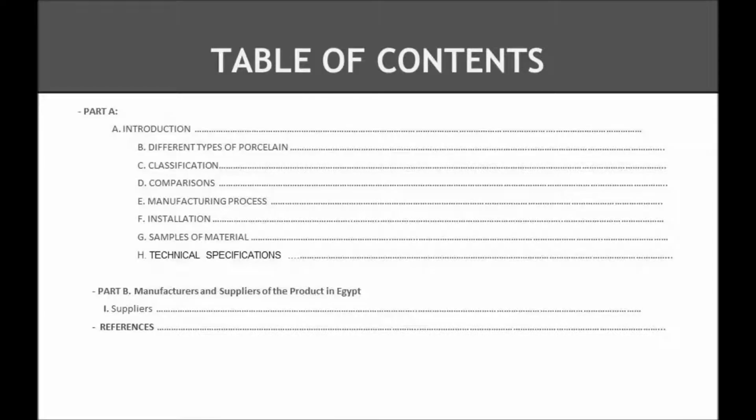Before we begin this presentation, we'd like to give a general overview of how this presentation will proceed. Part A includes the introduction, the different types of porcelain, classification, comparisons, manufacturing process, installation, sample of materials, technical specifications. Part B includes the manufacturers and suppliers of the product in Egypt. Let us begin.